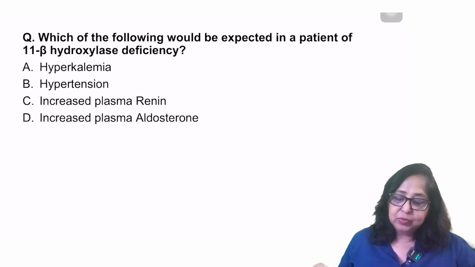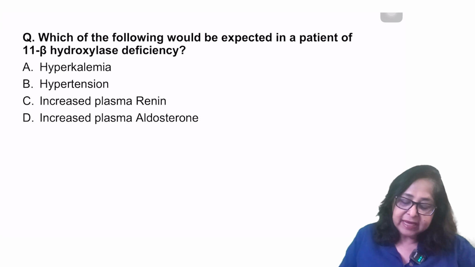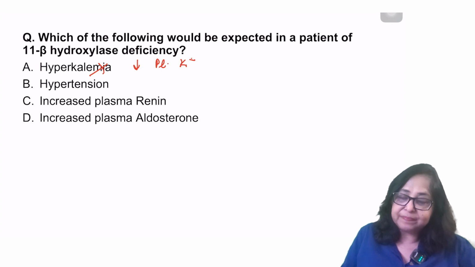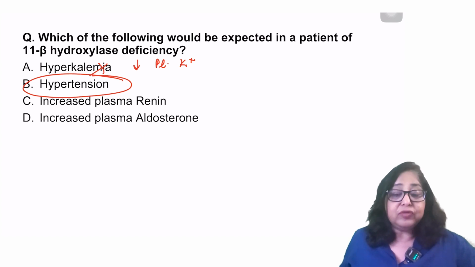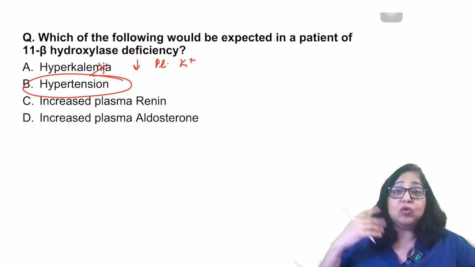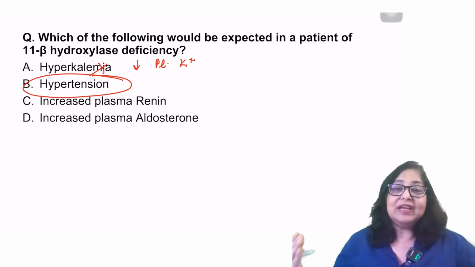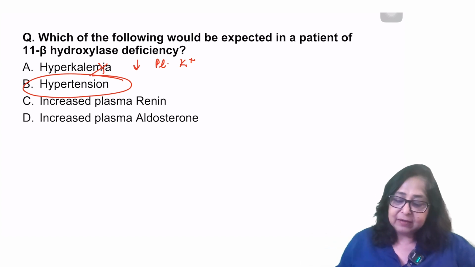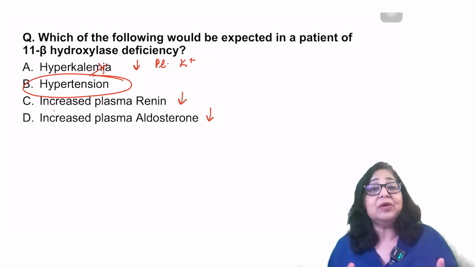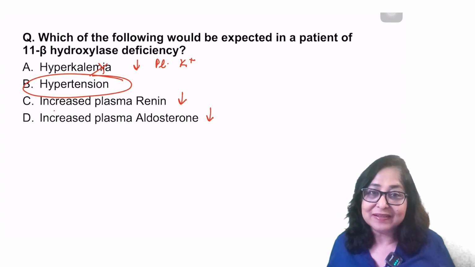Going back to our question, which of the following would be expected in a patient of 11-beta hydroxylase deficiency? Hyperkalemia? No, in fact, we expect a decreased plasma potassium. Increased blood pressure? Definitely. Is there going to be increased plasma renin? Now here, mineralocorticoid activity is already present. So there is sodium and water retention, increase in ECF volume, increase in blood pressure. So in fact, we expect the plasma renin levels to reduce, aldosterone to reduce. Aldosterone will be reduced because it is not being produced here.